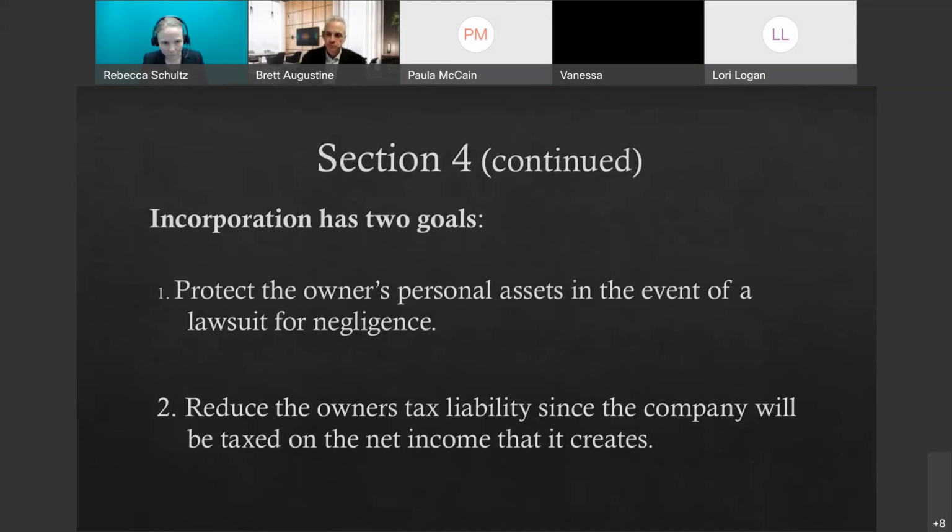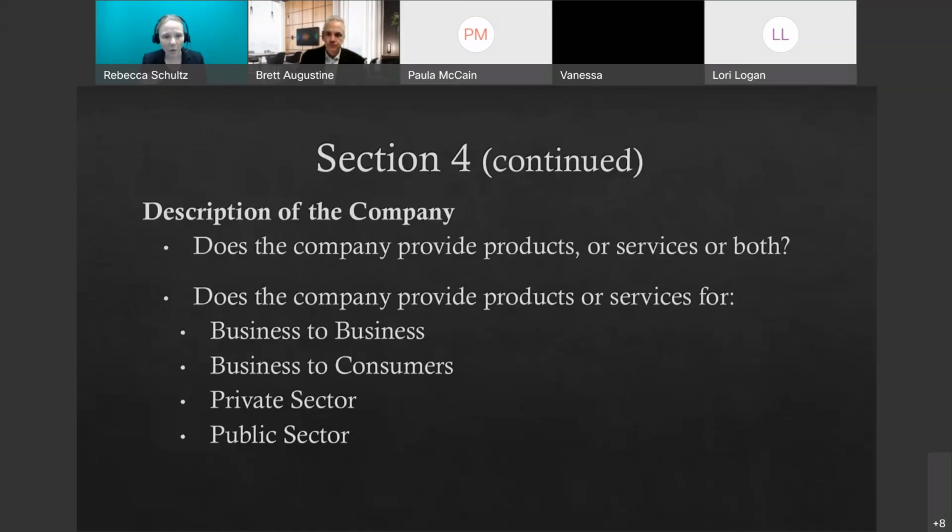But again, we need to know what the company does. That's part of this section: the products and services, if not both, that they're providing. And then, of course, who's their target client? Who are they trying to support? Is it B2B, business to business? Is it going to be business to consumers, B2C? Maybe it's private sector, or it's public sector, B2G, business to government. So what is it? Who are you serving? What are you trying to do?